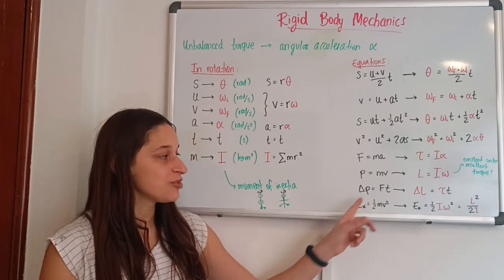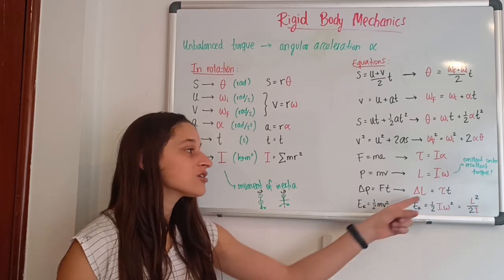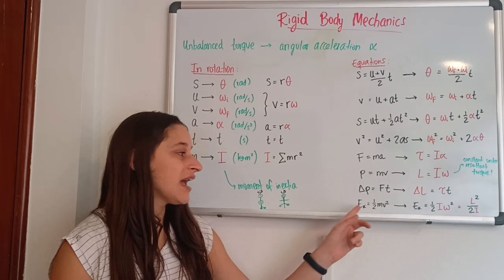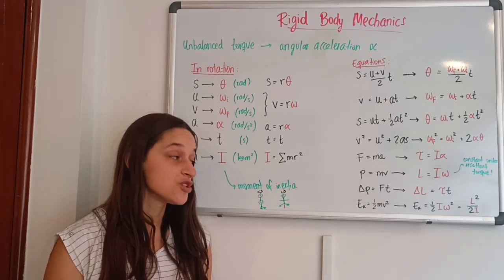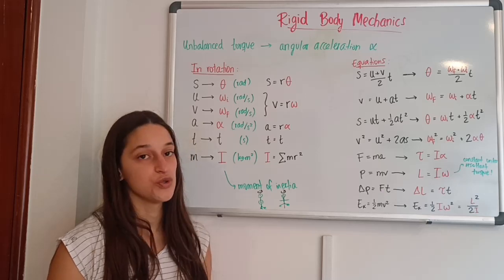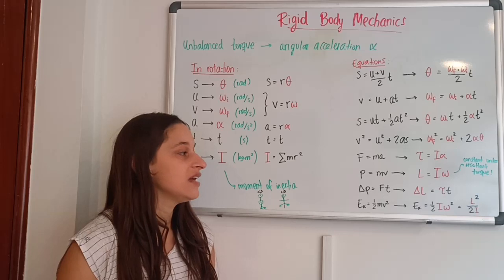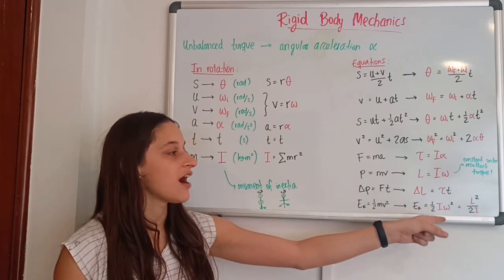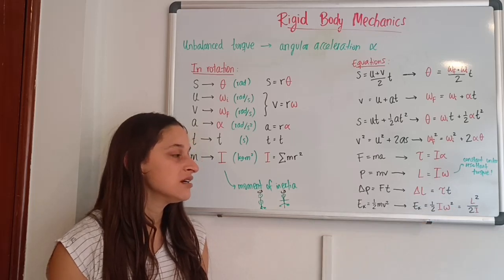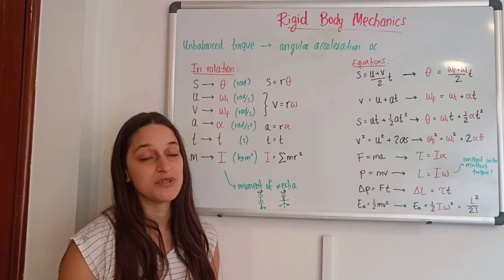Now we have impulse. Impulse or change in momentum used to be force times time. So now we have our angular impulse or change in angular momentum, which is torque times time. And our kinetic energy had two versions, 1/2 mv squared and momentum squared over 2m. And now our rotational kinetic energy is going to be 1/2 I omega squared, which is moment of inertia times angular speed squared, or angular momentum squared over 2 times moment of inertia.